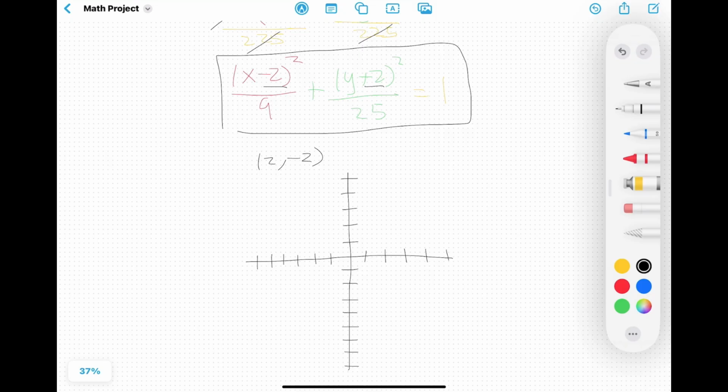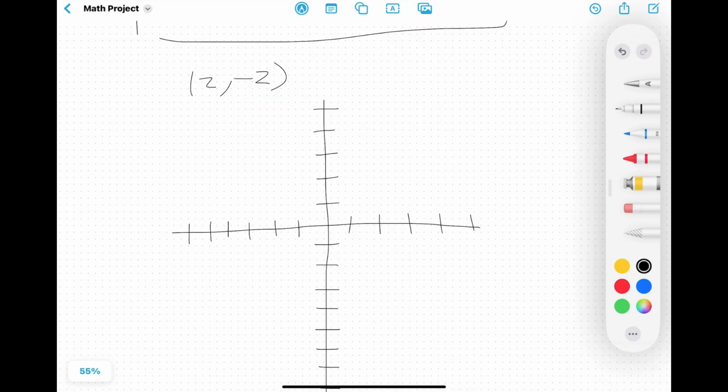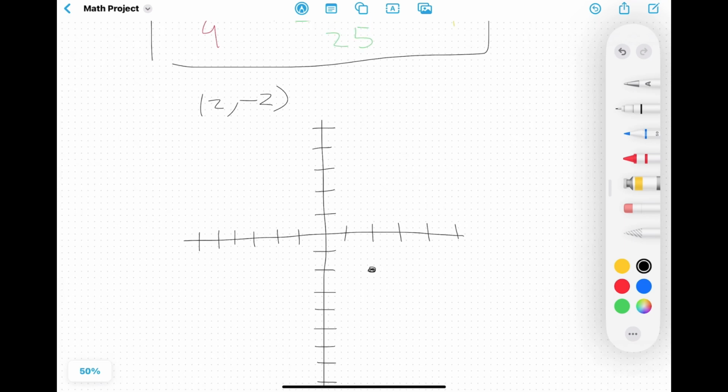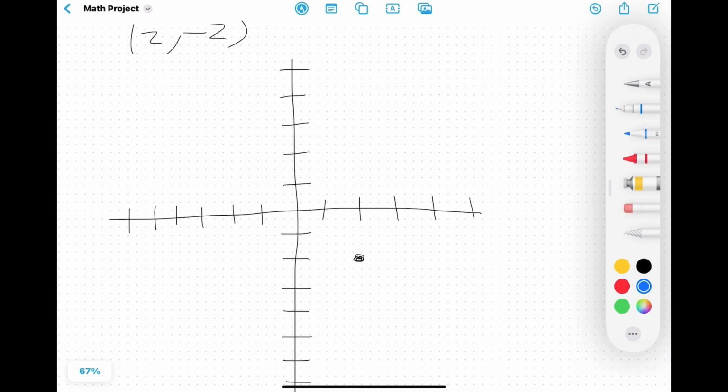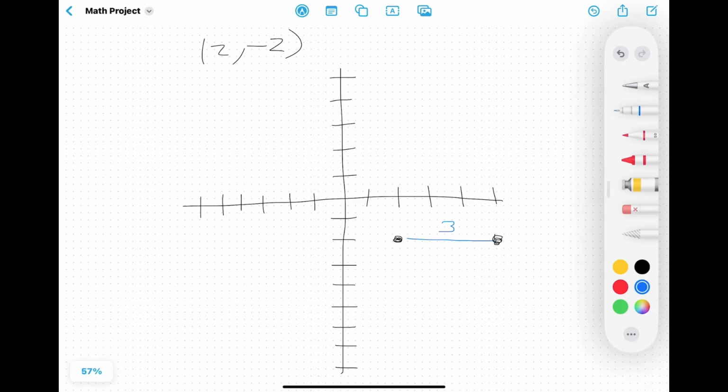Just drew a graph real quick. And now we can plot our first point, which is our center. It'll be at 2, negative 2. Now we need to know the radius in the x direction. It's the square root of 9, so it'll be 3 to the right and left. A point at 5, negative 2. And a point at negative 1, negative 2.